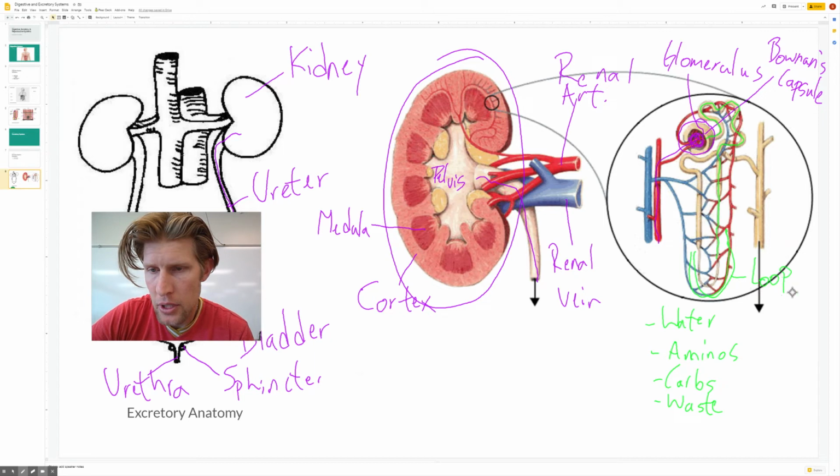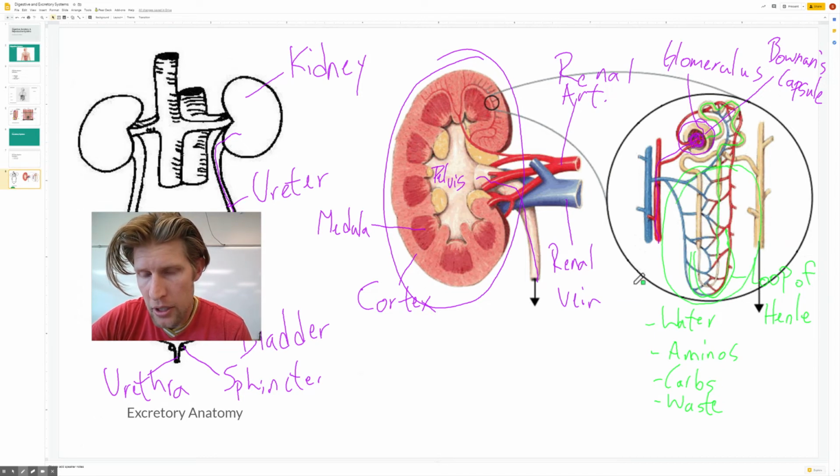Loop of Henle. And what's going to happen here, notice, here's this huge capillary bed right here. So the artery's coming in here, right? That means we've got to have some nutrient exchange happening here. So this is right here at the glomerulus is where the filtration is happening. Now here you're going to have all that water, aminos, carbs, all here in this loop of Henle.